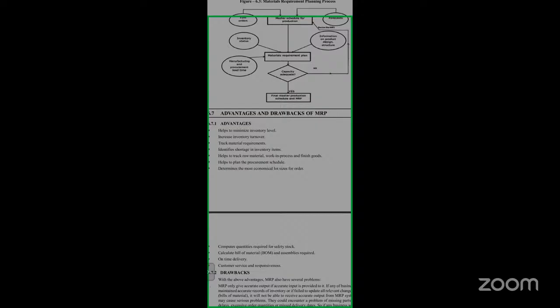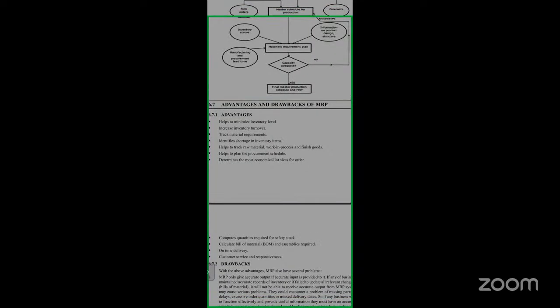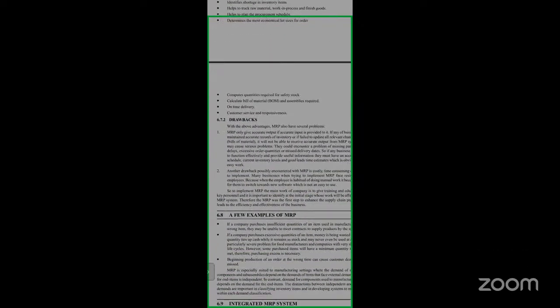Advantages and drawbacks of MRP. You can look at it here. It helps to minimize inventory level, increase inventory turnover, track material requirements, identify shortages in inventory items, track raw materials, work in process, and finished goods, and plan the procurement schedule. It determines the most economical lot sizes per order, computes quantities required for safety stock, calculates bill of material and assemblies required, and gives on-time delivery, customer service and responsiveness. The drawbacks are also given.